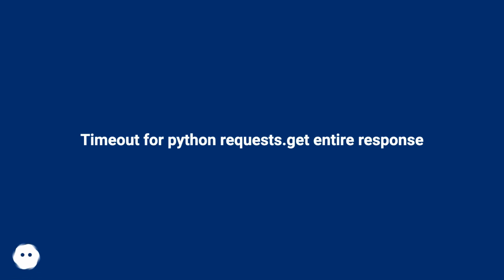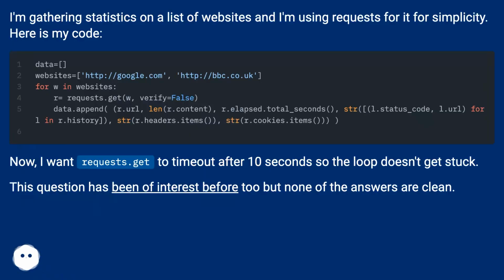Timeout for Python requests.get entire response. I'm gathering statistics on a list of websites and I'm using requests for it for simplicity. Here is my code. Now, I want requests.get to timeout after 10 seconds so the loop doesn't get stuck. This question has been of interest before too, but none of the answers are clean.